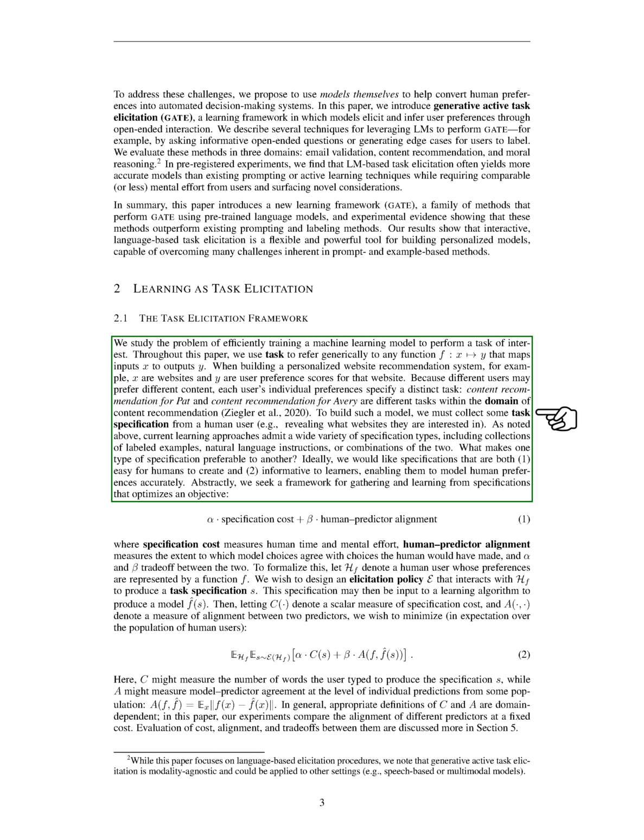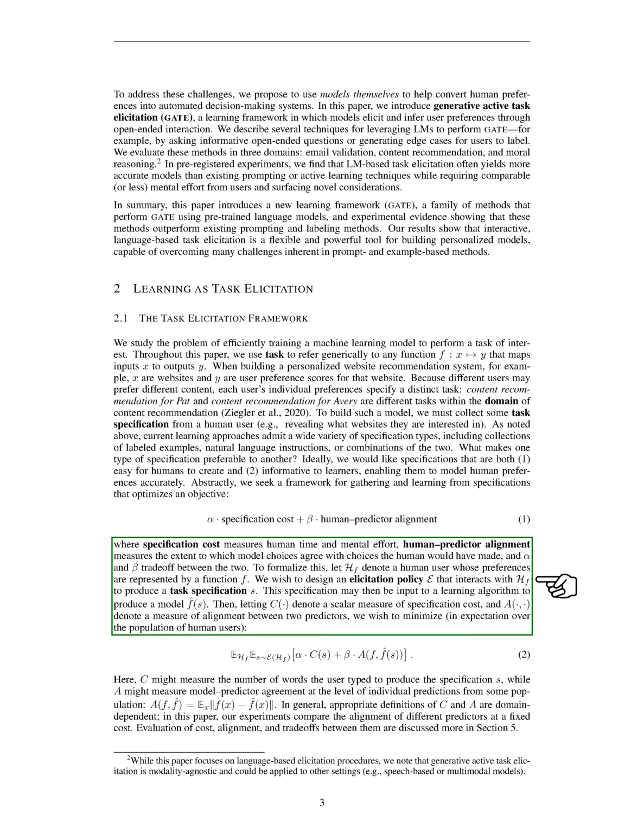To build such a model, we need to collect some task specification from a human user, such as what websites they are interested in. Current learning approaches allow for a wide variety of specification types, including collections of labeled examples, natural language instructions, or combinations of the two. Ideally, we want specifications that are both easy for humans to create and informative to learners, enabling them to model human preferences accurately. We're looking for a framework that optimizes an objective that balances the cost of specification, measured in human time and mental effort, and the alignment between the human and the model's choices.